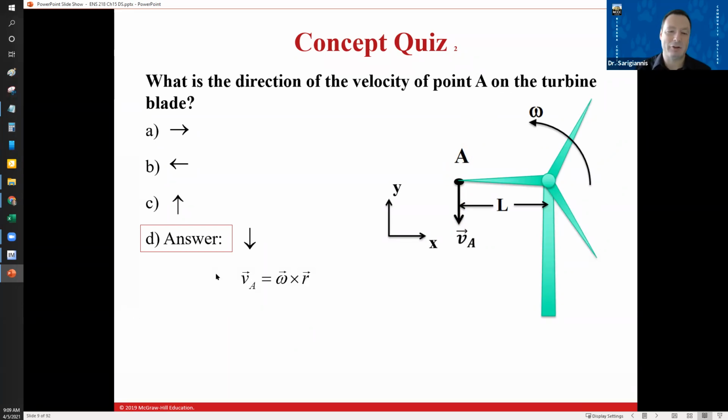Oh, I forgot I wrote these equations here. So VA is just omega cross product with R, the position vector. And that can be written as, in this case, omega K cross with negative Li, assuming that's the coordinate system you choose.